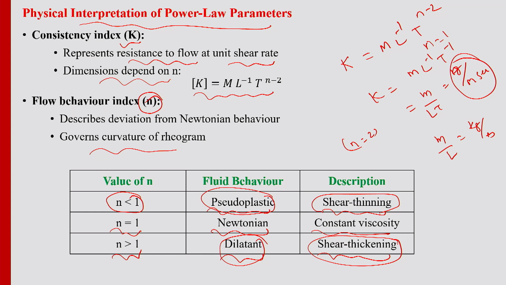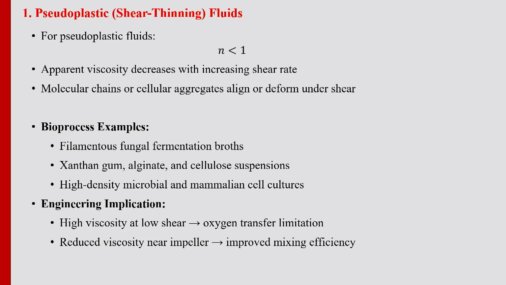If you substitute different values, we get different consistency indices. That is the reason k represents the resistance to flow at unit shear rate, and it is a function of shear rate. But the flow behavior index n defines whether the fluid is Newtonian or non-Newtonian. In the same way, we discuss the pseudoplastics, the shear thinning fluids, and the dilatant, the shear thickening fluid.